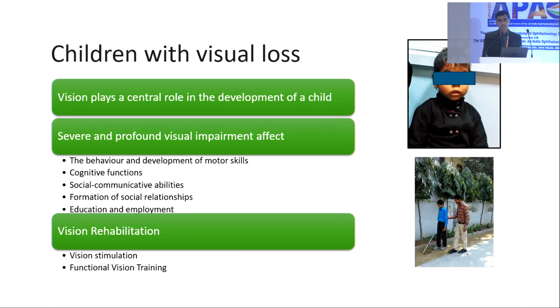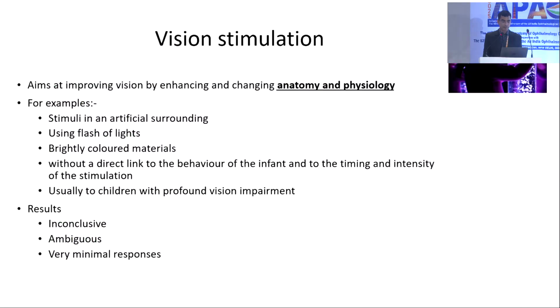Vision rehabilitation in children needs attention, and we have two sets of intervention. One is vision stimulation. It aims to improve vision by enhancing and changing the anatomy and physiology through stimuli in an artificial surrounding, like the use of flashlights and video games, etc., as vision therapies. But the results in many studies were inconclusive and ambiguous, and very minimal responses are seen, because they tend to change the neuroplasticity between the ocular structures, retina, and the brain.